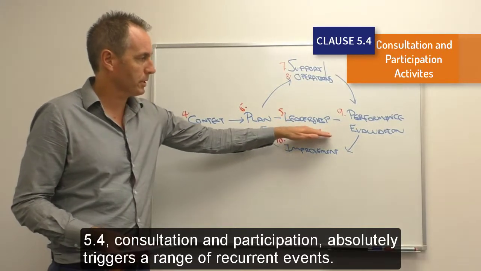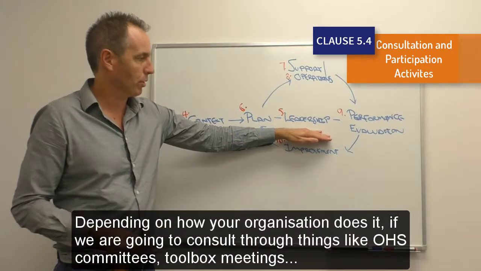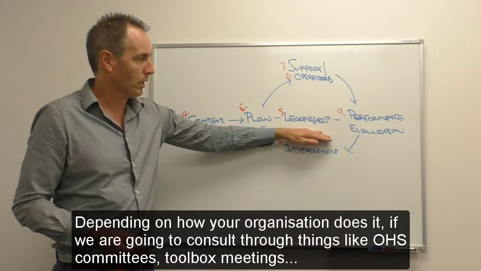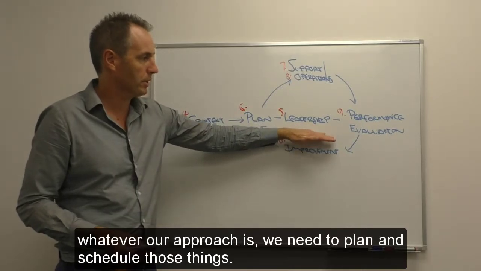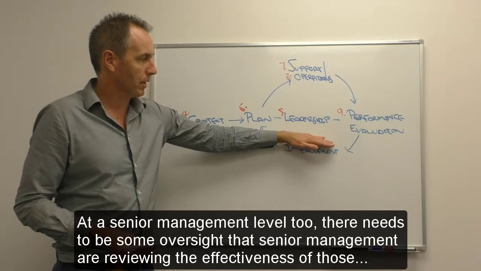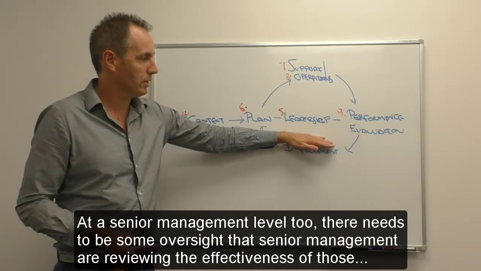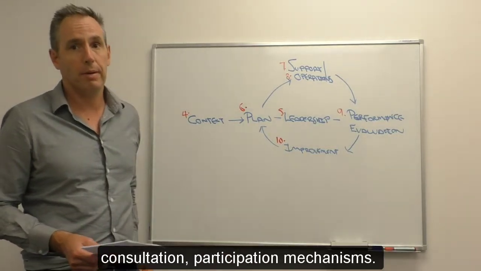5.4, consultation and participation. It absolutely triggers a range of recurrent events depending on how your organisation does it. If we're going to consult through things like OHS committees, toolbox meetings, whatever our approach are, we need to plan and schedule those things. At a senior management level too, there needs to be some oversight that senior management are reviewing the effectiveness of those consultation participation mechanisms.